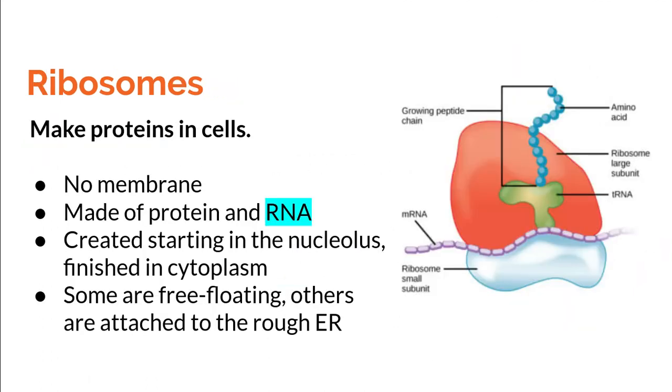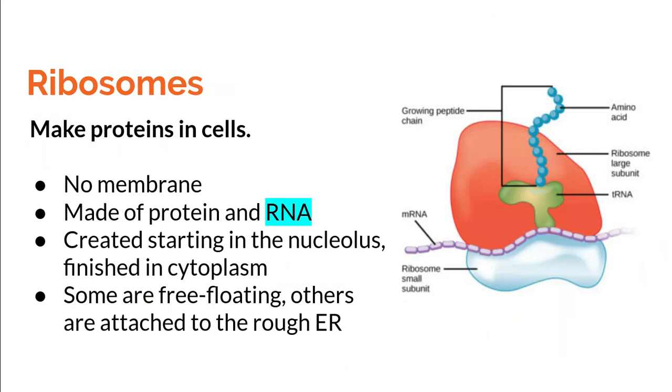Moving on to our ribosomes. So ribosomes are organelles that are in charge of making proteins in cells. They are these round little organelles that have no membrane, and they're just made of protein and RNA. Remember, RNA is what the body uses in order to code and create proteins.